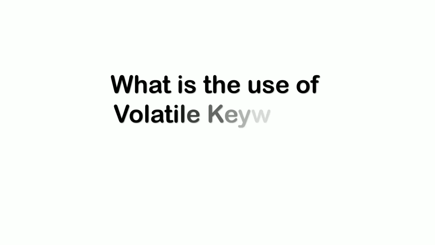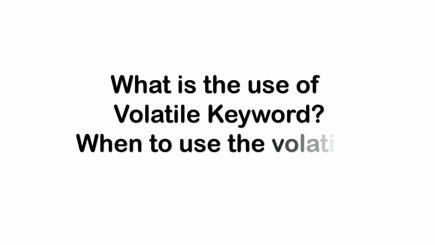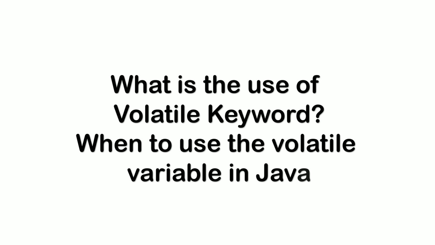So coming to the next question, what is the use of volatile keyword? When to use the volatile variable in Java? So volatile is a keyword in Java, and volatile keyword is used to modify the values of a variable by different threads. It is also used to make classes thread safe. It means that multiple threads can use a method and instance of a class at the same time without any problem.